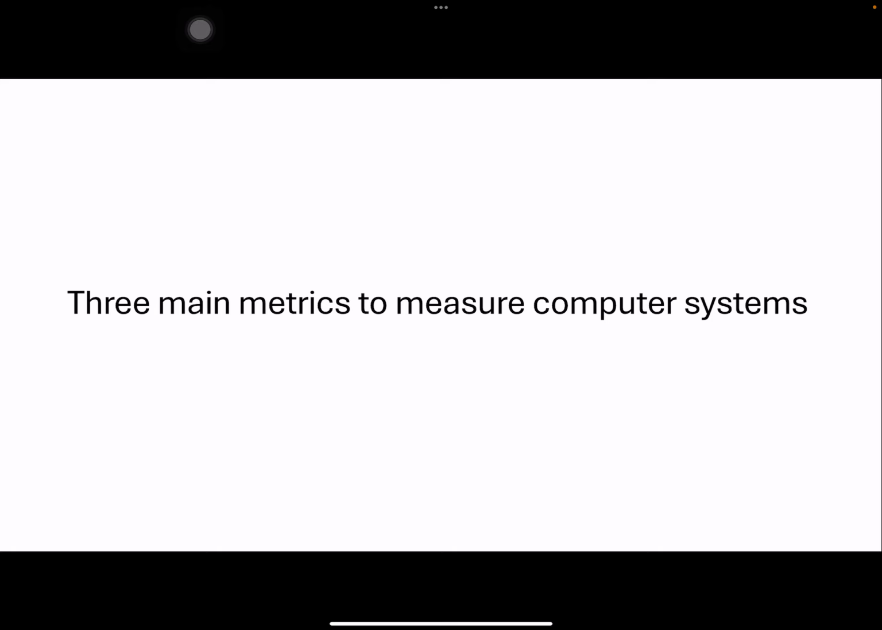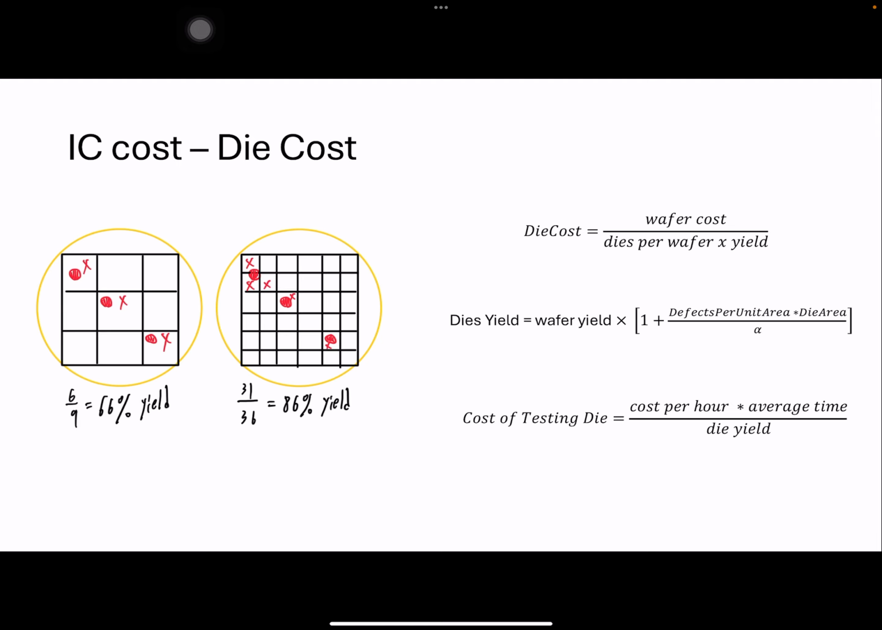Here are the three main metrics to measure computer systems. The first one is die cost. The chips are more and more small nowadays. The smallest chips are only 2 nanometers. The company which made those chips is TSMC, a company from Taiwan.